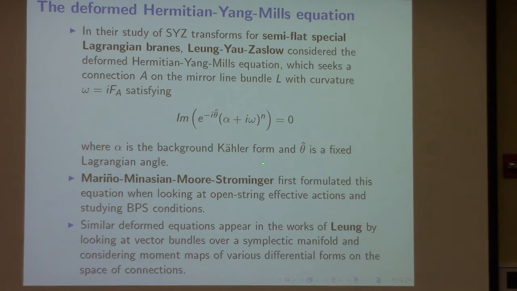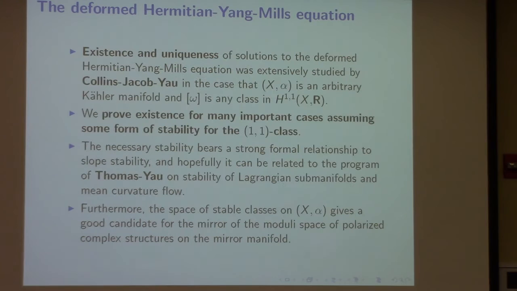And it turns out this is interesting, that recently we have put some work on it. This is work that we did with Tristan Collins at Harvard and Jacob Evans at Harvard, who left Harvard to go to UC Davis. So we studied this deformed Hermitian Yang-Mills equation. When the background is a Kähler background, we can study the class here. And very interestingly, we prove existence for many important classes, assuming some stability of this class.